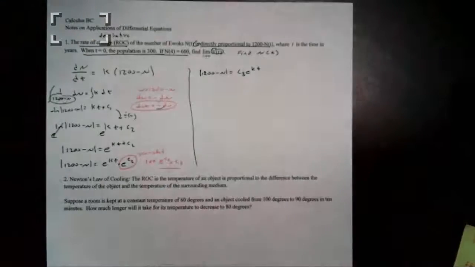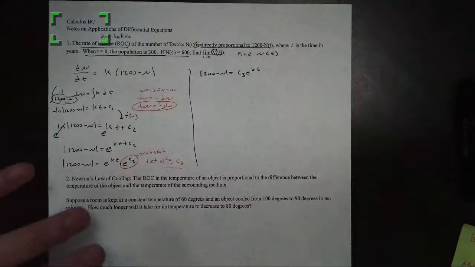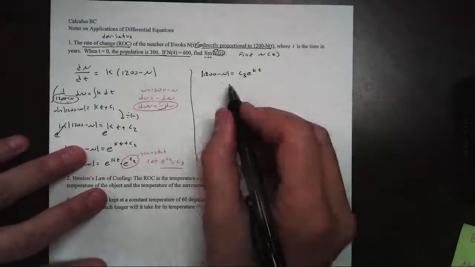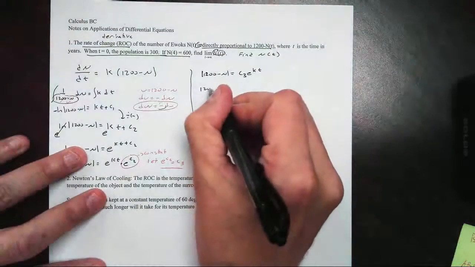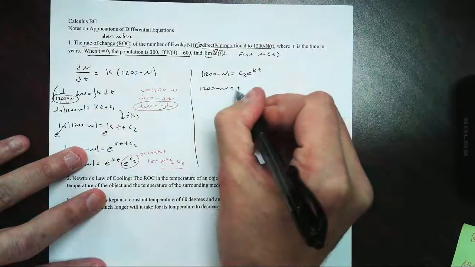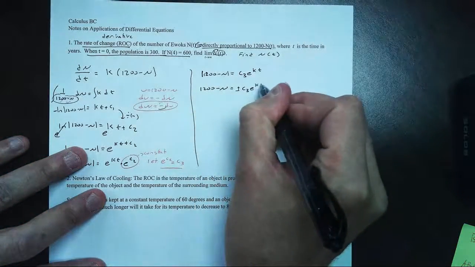Pretty. Whoops, let me get my light back on here. There we go. Sorry about that. That just happens sometimes. So when I take the absolute value, we can get 1200 minus n equals plus or minus c3 e to the kt. And this is our general equation.